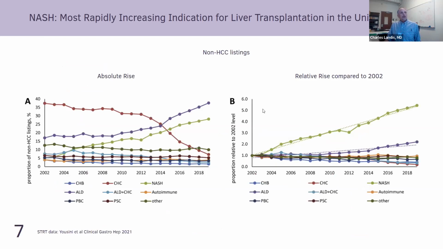MASH is the most rapidly increasing indication for liver transplant in the United States. If we look at the absolute rise, and these are listings for patients without liver cancer, you can see this green line since 2002. It's almost the most common indication for liver transplant right now, other than alcohol-related liver disease. Interestingly, we have seen a rise in alcohol-related liver disease. If we forward this since COVID-19, it probably would have jumped up higher. The relative rise, fatty liver disease, is very much the highest since then, compared to any other liver disease as an indication for liver transplant.